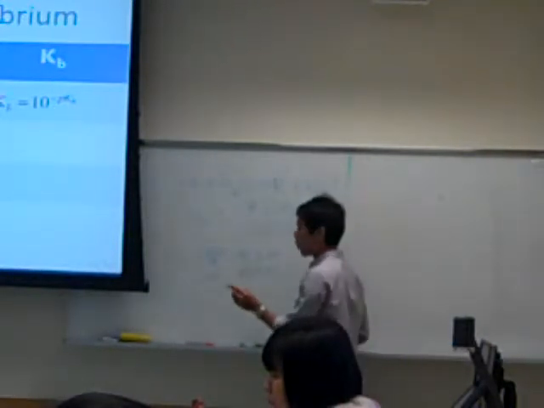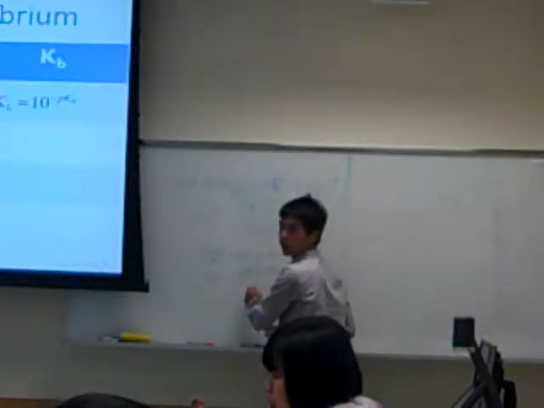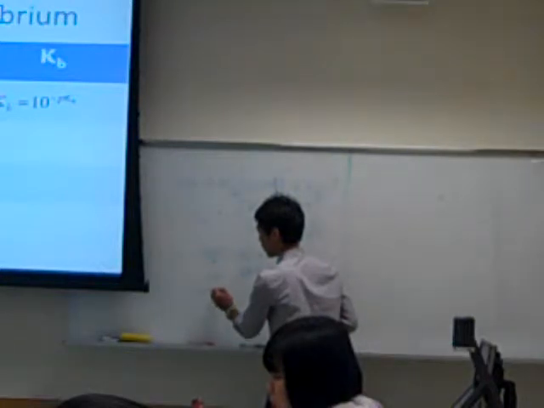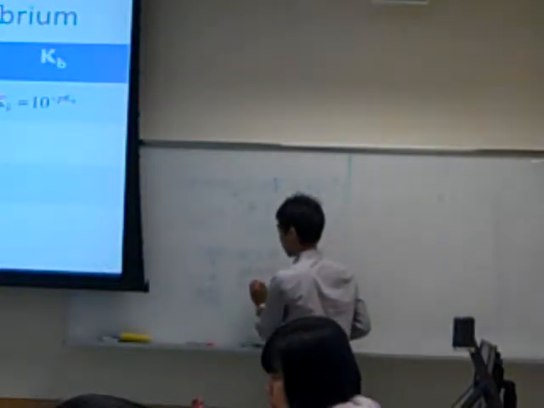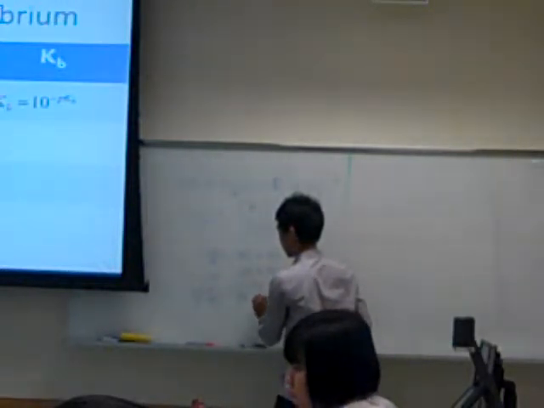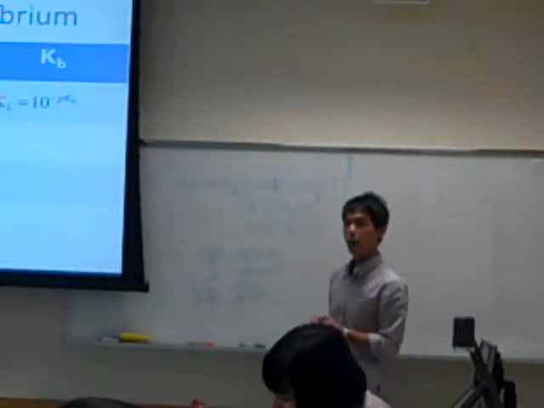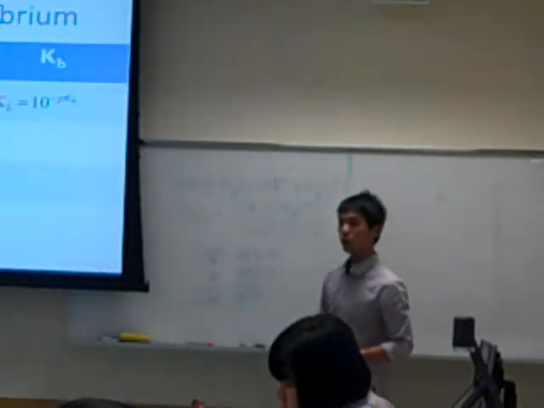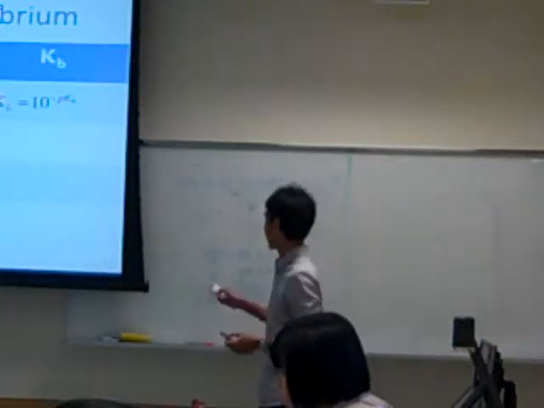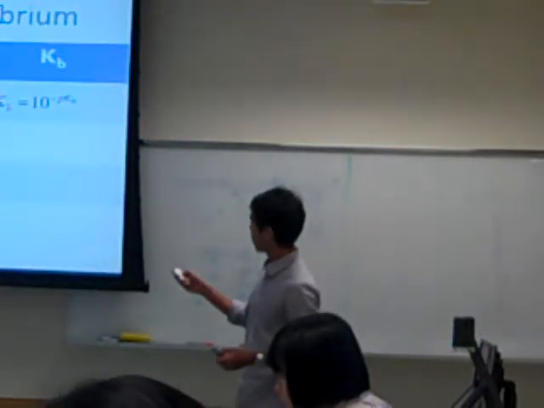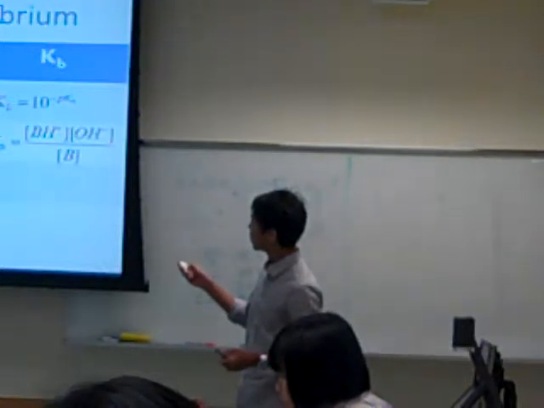If 0.1% of the acid reacted with the water, I'd be left with 1 minus 0.001, which is 0.999. So the change will be, do you see the change is actually very small? Therefore we can take the concentration of water to be essentially constant, and therefore we can rearrange it to give you the Ka. And we do the same thing for Kb.